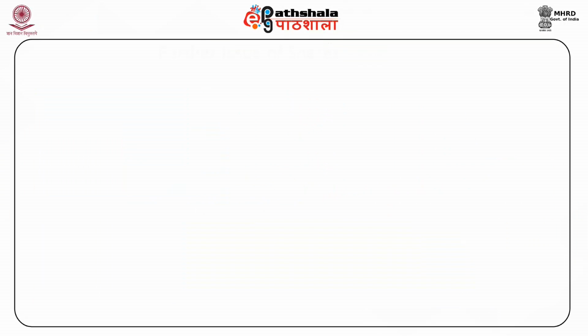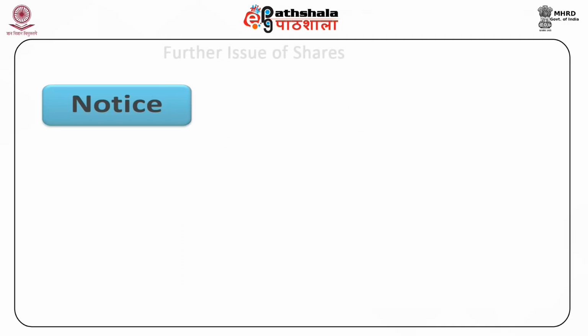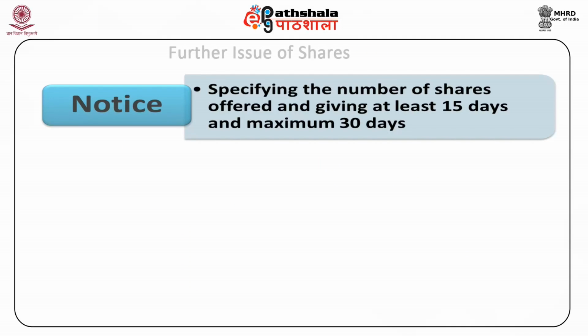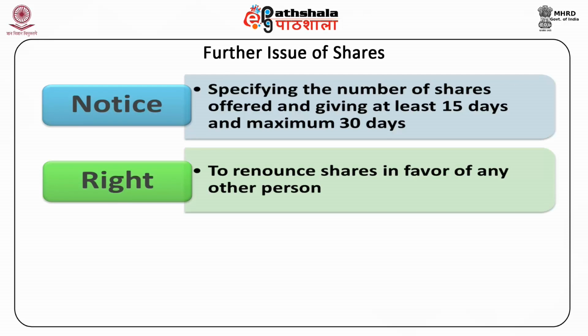The offer must be made by notice specifying the number of shares offered and giving at least 15 days and maximum 30 days from the date of the offer, within which the offer, if not accepted, will be deemed to have been declined. Second, unless the articles otherwise provide, the offer will be deemed to include a right to renounce shares in favor of any other person. The notice must contain a statement to that effect.